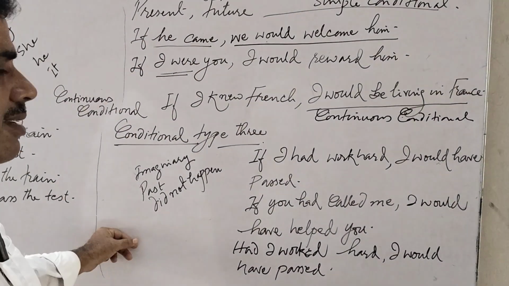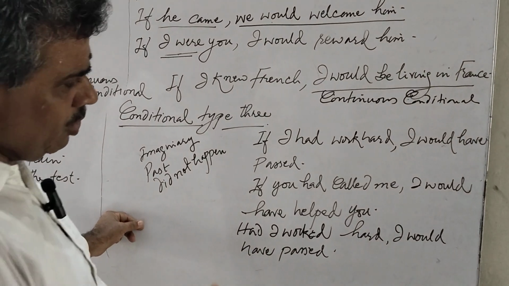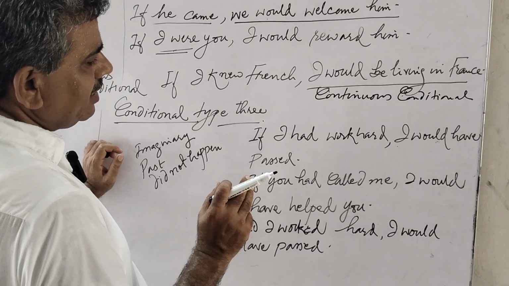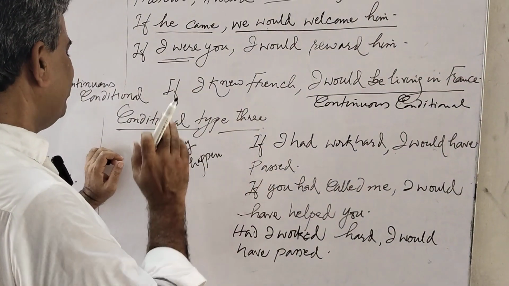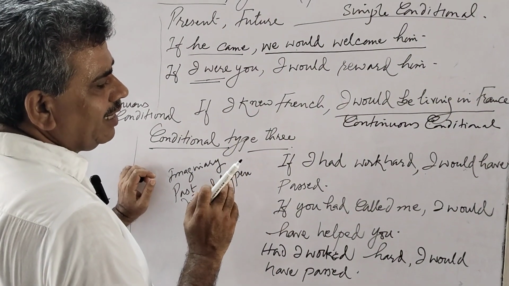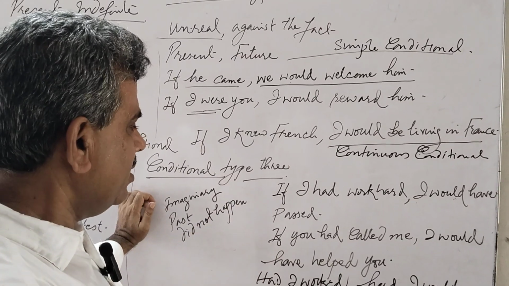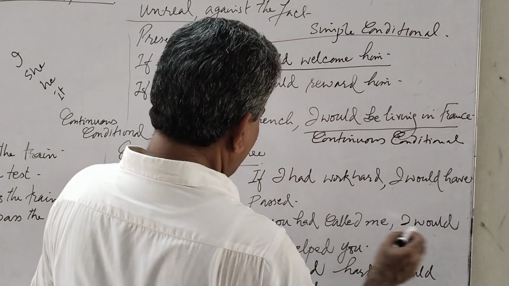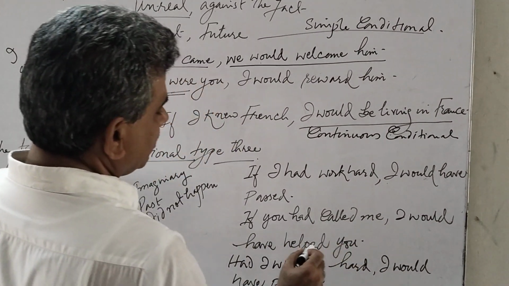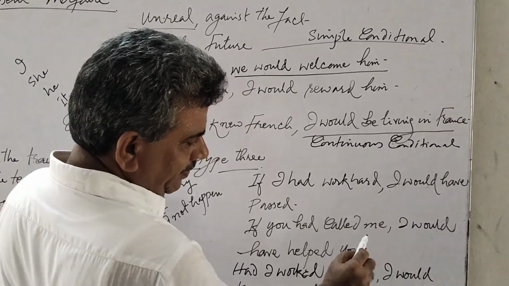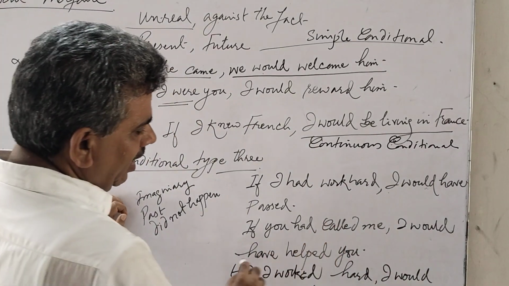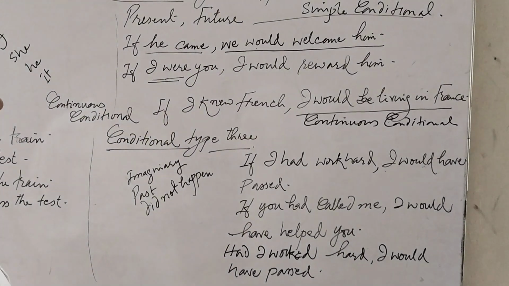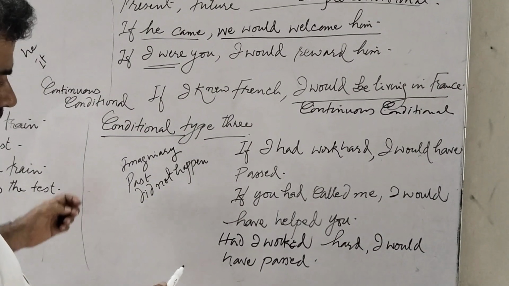It means that I did not work hard in the past, so I could not pass. These are very imaginary sentences, and they are said to be in the imaginary past, and these actions did not happen, so we did not get the result we are describing here. We have another sentence, if you had called me, I would have helped you. It means that you did not call me, so I could not help you. This is a very imaginary situation, that if you had called me, I was ready, I could have helped you.